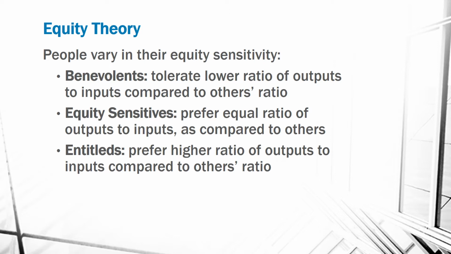Individuals may be classified as benevolents if they have a greater tolerance for and are comfortable with giving more inputs than outcomes. Equity sensitives if they prefer an equal ratio of inputs and outcomes. Or entitleds, those who prefer to receive more in outcomes relative to their inputs.